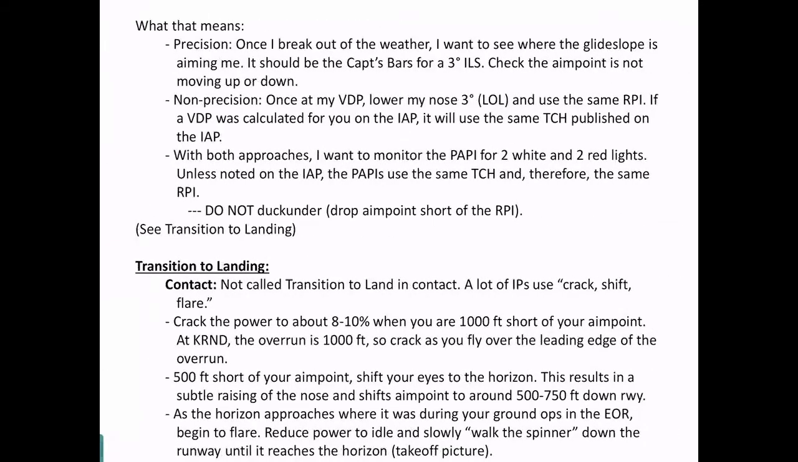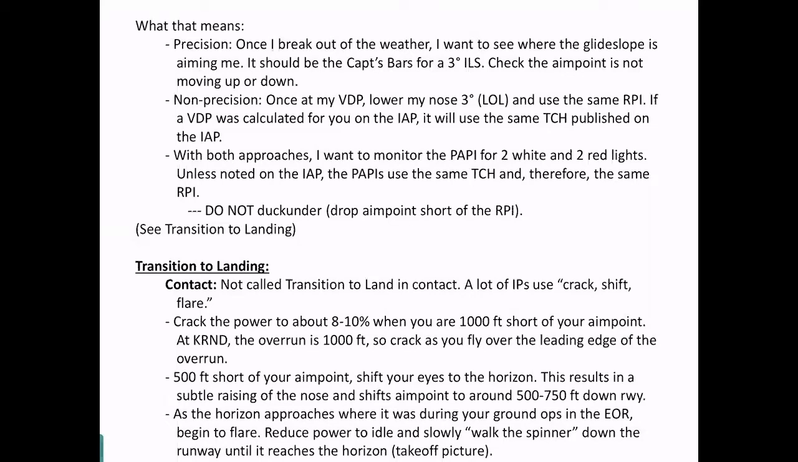All right, so what does that mean to me in instruments? Well, if I'm flying a precision approach like an ILS, when I break out of the weather, I want to keep flying my glide slope on my instruments, but as I start to acquire the runway, I want to see what point on the runway is not moving. That point is just getting bigger. If it's a 3-degree glide path and a threshold crossing height of 50 feet, it should be the captain's bars that are just getting bigger.